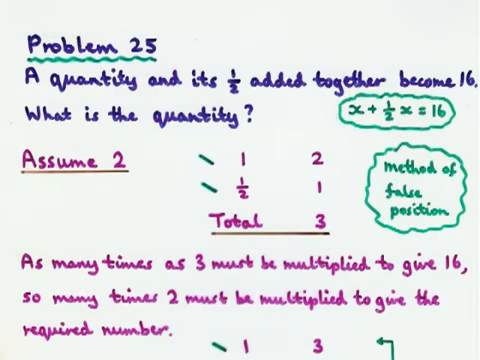Here's a more complicated problem, which we might think of as algebra. It's number 25 on the Rhind Papyrus. A quantity and its half added together becomes 16. What is the quantity? So in modern algebraic terminology, which of course they didn't use, we'd be trying to solve the equation x plus a half x equals 16.